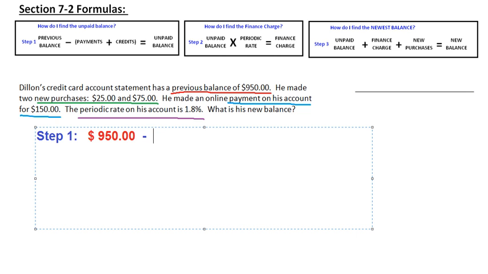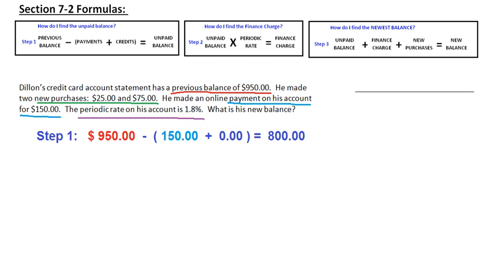But once again, I like to be very precise. I like to be sure that I'm doing it all perfectly. I'm very focused that way. You don't have to do it this way, but I am, just to be safe. And what we get is $800. Now, this $800 right here, that is our unpaid balance. And we're going to need this $800 for step 2.